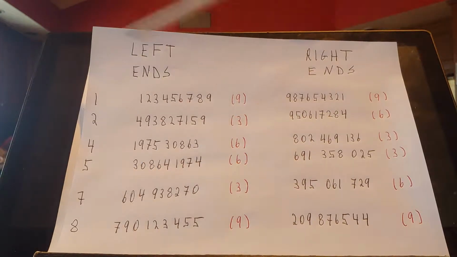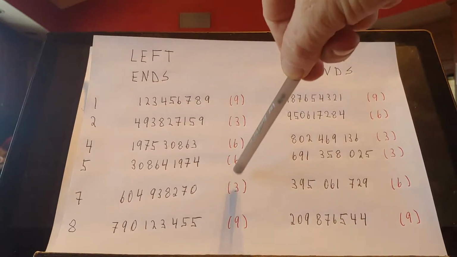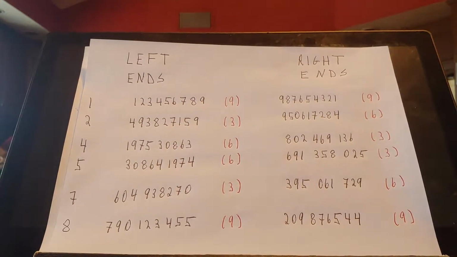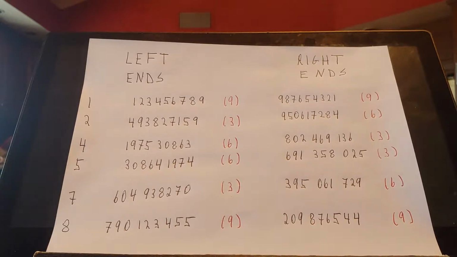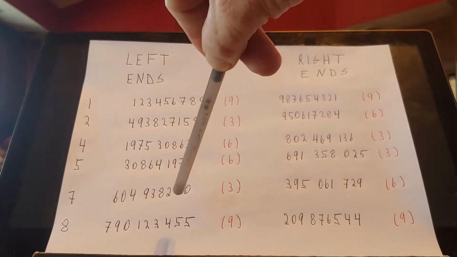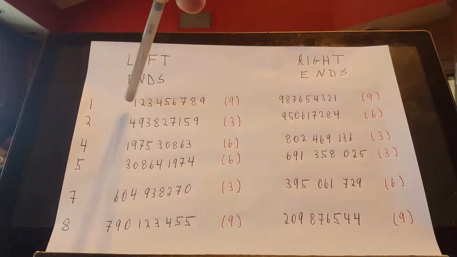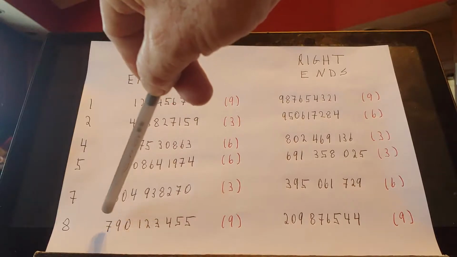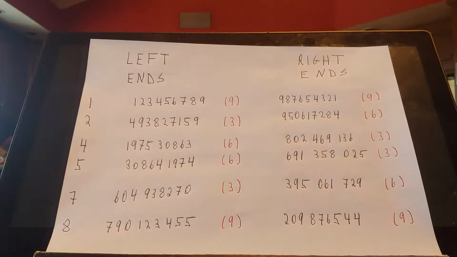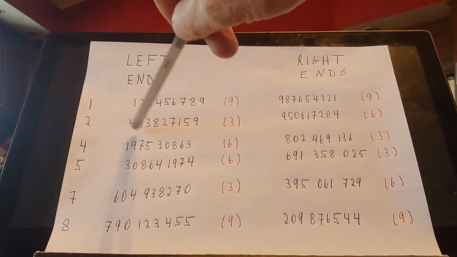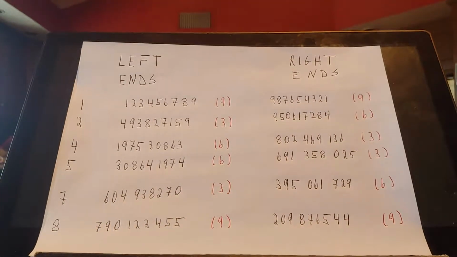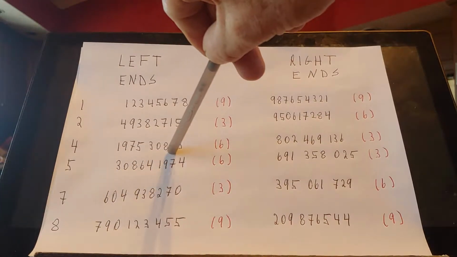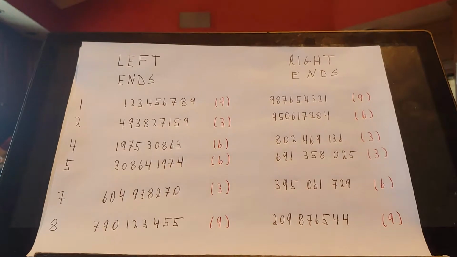First of all, I would like to point out that when I reduce these numbers, I get the codes 936, 639, 963, 369, which is the 369 code, and that is clear. In addition to that, if I make some observation about the number 1 and the number 8, I will see that the number 1 goes 7, 8, 9, 1, 2, 3, 4, 5, 6, whereas 8 goes 7, 9, 0, 1, 2, 3, 4, 5, 5. So they are similar. 2 and 8, 4, 9, 3, 8, 2, 7, 1, 5, 9, 4, 9, 3, 8, 2, 7, 0, 6, 0. Similarity. 4, 1975, 308, 63, 5, 1974, 308, 64. Okay, so those are the ending sequences on the left.